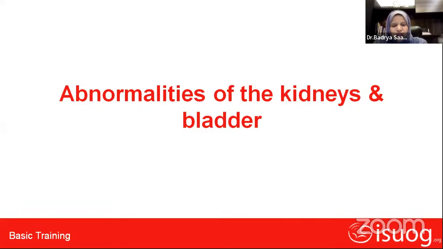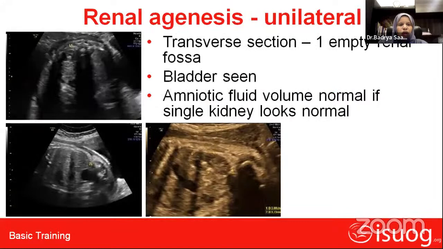Now, if you know the normal structure, then you will know abnormality in the kidneys or in the bladder. So now, let us move to the slide in the upper left, where you can see the transverse section of the kidneys. The spine is here, where we can see the three ossification centers. On the left side, we can see the kidney, the structure of the kidney. And on the right side, we can see an empty fossa. We can see the same structure that we saw on the left side.